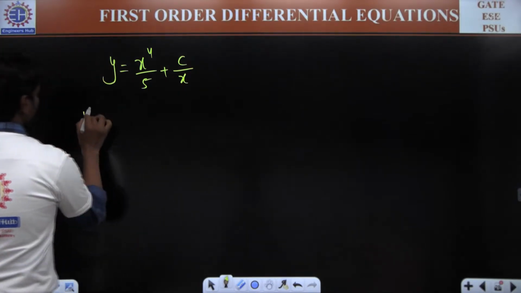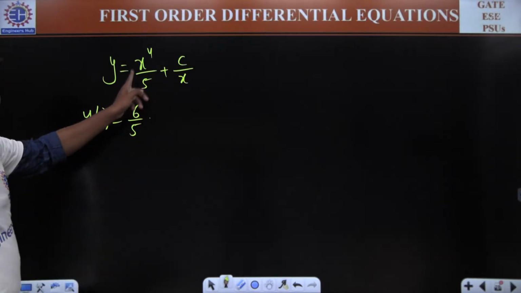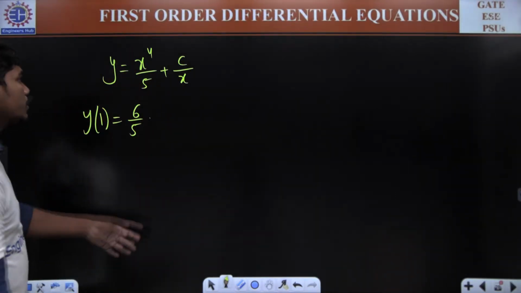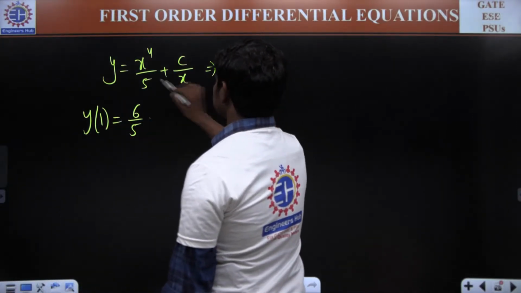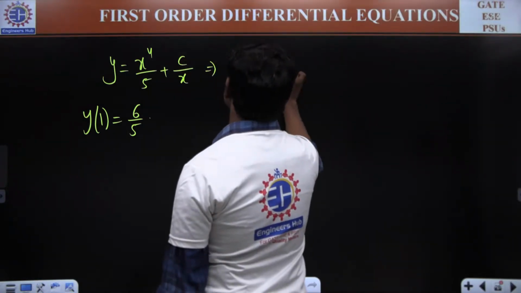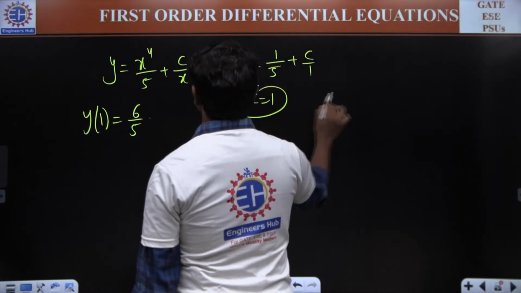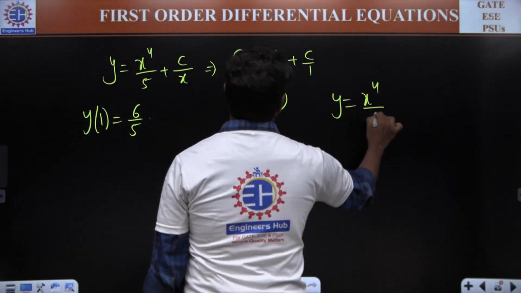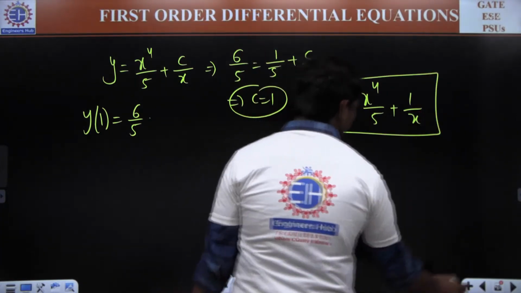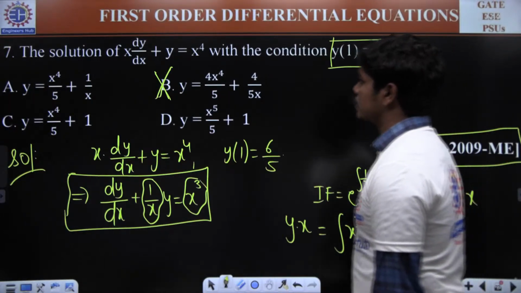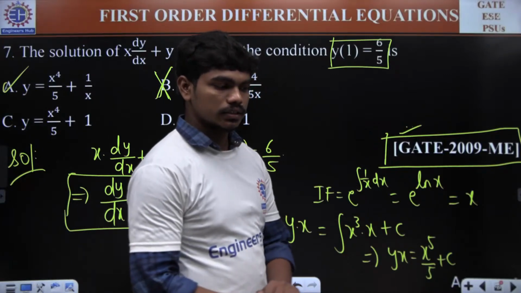This is what is given, and also it's given y of 1 is equal to 6 by 5. So if you put x equal to 1 and y equal to 6 by 5 simultaneously in this equation, you will get the value of c. Let us put it. Y is 6 by 5 when x is equal to 1, so 1 power 4 divided by 5 plus c by 1. So this implies c is equal to 1. So y is equal to x power 4 by 5 plus 1 by x, which you can see in option A here.